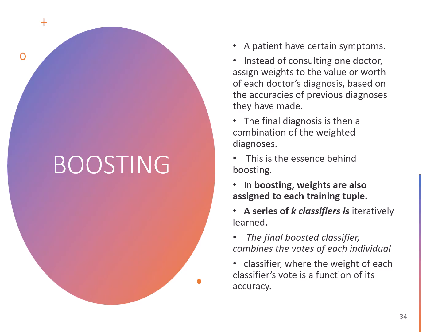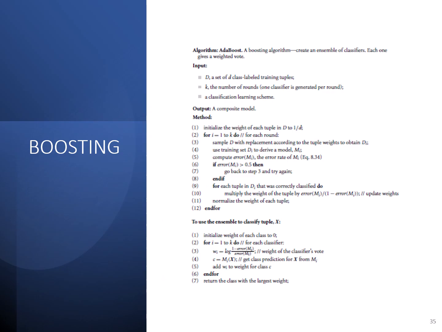In boosting, weights are also assigned to each training tuple. A series of k classifiers is iteratively learned. The final boosted classifier combines the votes of each individual classifier, where the weight of each classifier's vote is a function of its accuracy. The boosting algorithm is shown on the screen, where D is a set of class-labeled training tuples, k is the number of rounds, and a classification learning scheme. The output from this algorithm is a composite model.